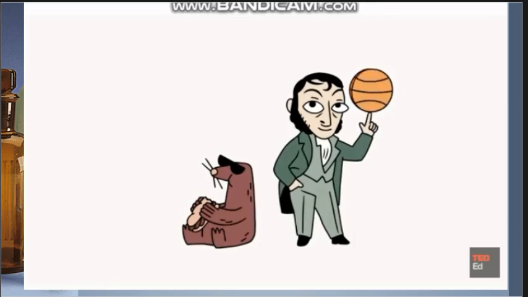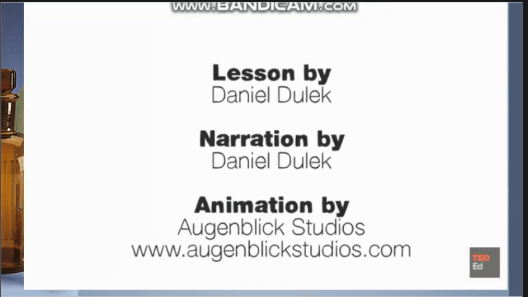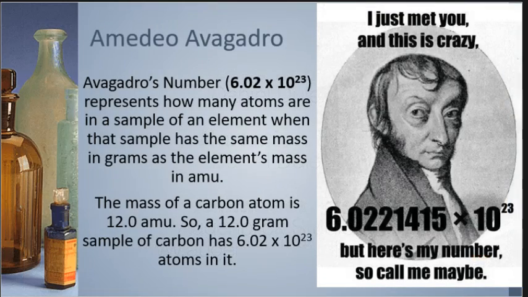Okay, so that's our next number, Avogadro's number, okay? And it's a really big number. It's 6.022141 times 10 to the 23rd power. I don't think we're using that. We're using 6.02 times 10 to the 23rd. So Avogadro's number is 6.02 times 10 to the 23rd, okay?